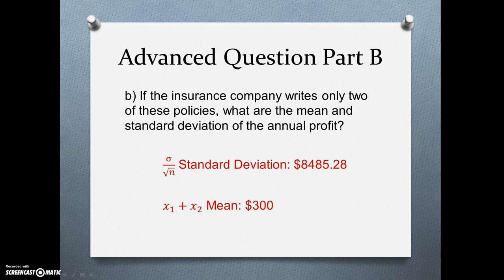Part B. If the insurance company writes only 2 of these policies, what are the mean and the standard deviation of the annual profit? To do this, I used the formula for standard deviation, and I got $8,485.28. For the mean, I did X1 plus X2 and got $300.